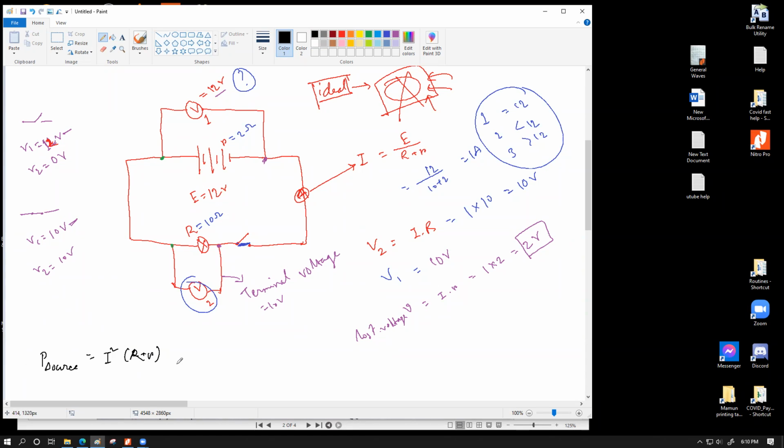Among this power, the useful power, I can either write useful power, or sometimes this is also written as power of the load. The load power is only I squared R. And the lost power, or wasted power, is I squared small r.